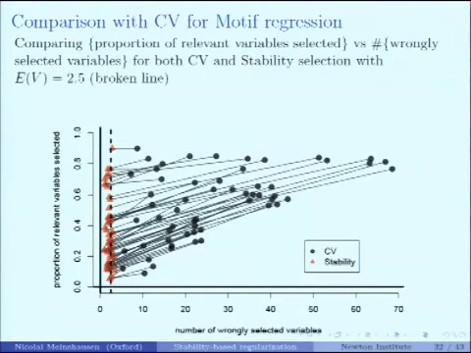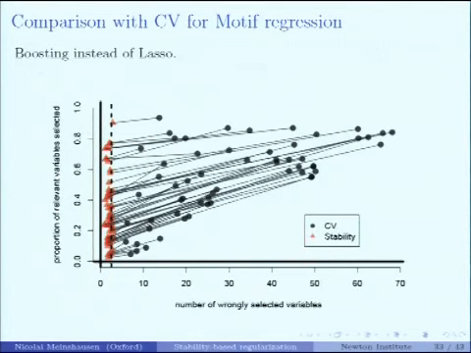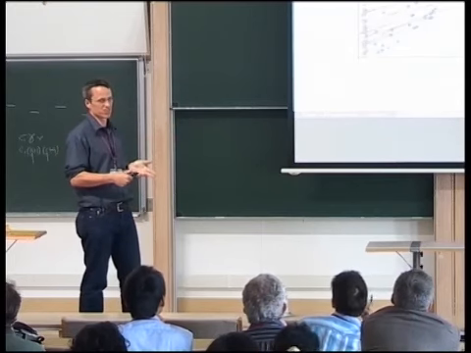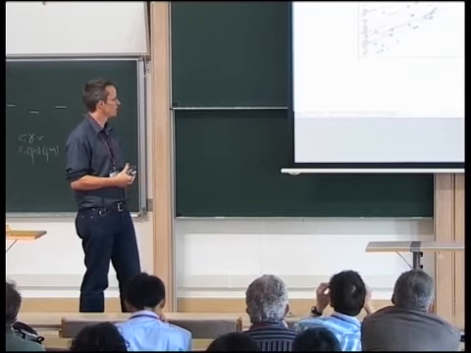And if you repeat that for different amounts of sparsity, signal to noise ratio, and so on and so on, you see that you lose a bit in the proportion of the relevant variables, but you reduce the number of wrong selections tremendously. And you can do the same thing for boosting instead of lasso, and the picture is about the same, so there's no real change there.